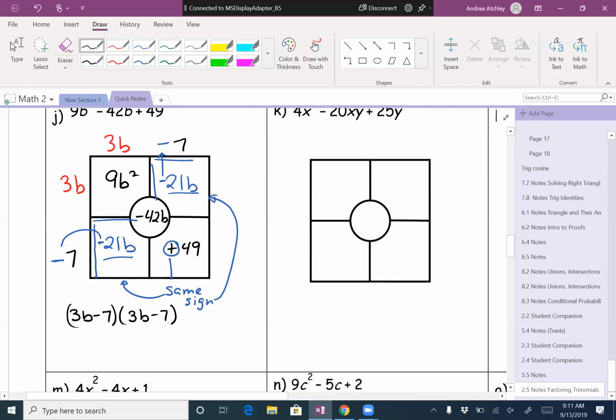Very good. Since they match exactly, you want to write it like this: 3b minus 7 squared. This is how you would see it on a multiple choice test. We'll write it like that.